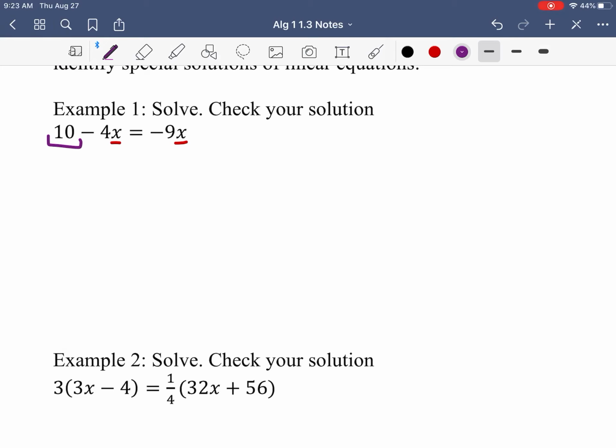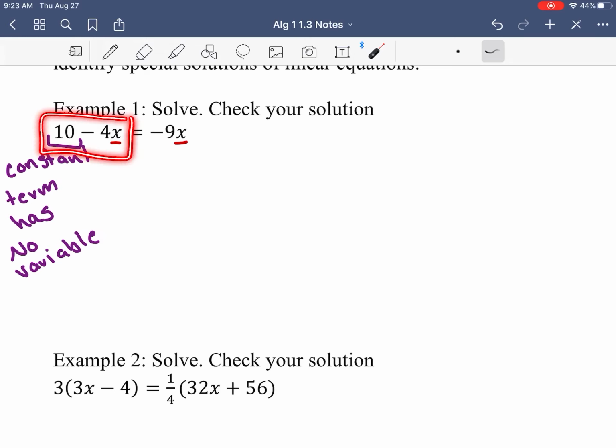That's what we call a constant term. A constant term has no x, has no variable. It's just a number added or subtracted. So I want to get all of my x's to one side and all of my constants to the other. I am going to take this left side of the equation, since it has my constant, and I want to move this negative 4x over here. So it's subtracted right there.